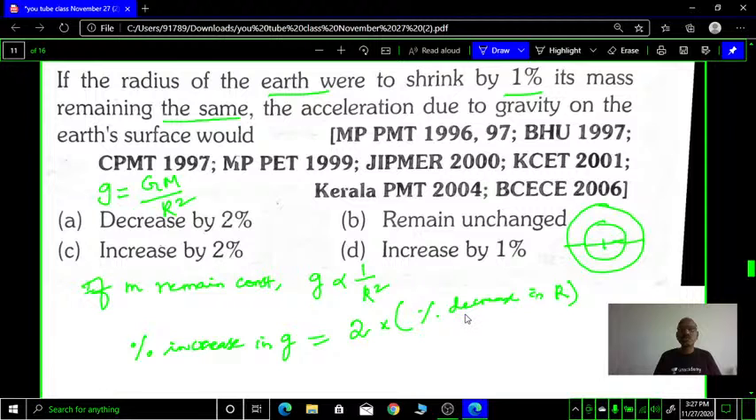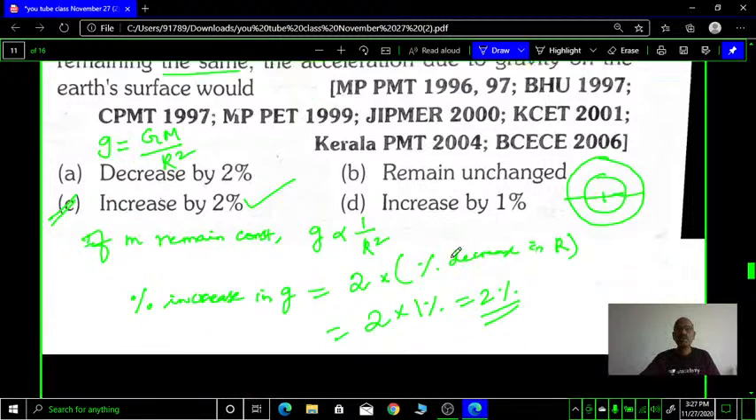The radius of the earth shrinks by 1%, mass remains the same. What is the acceleration due to gravity on the surface of the earth? So this is equal to 2 into the percentage decrease in radius. The radius decreases by 1%, that's it. 2 into 1 is 2%, the percentage increase in g. So option C is the correct option. Yes, let us go for the next one.